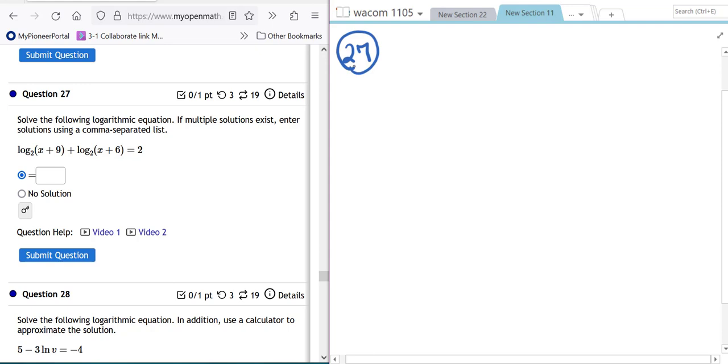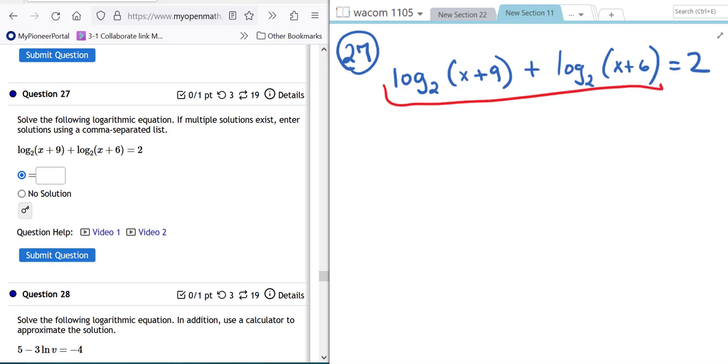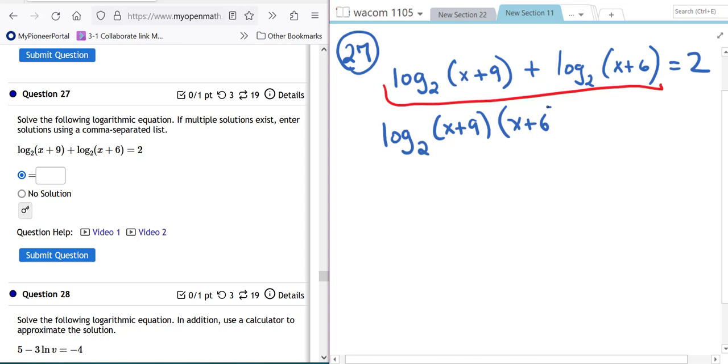All right, 27. We're going to need to condense first. It is a log equation. The logs are only on one side, so we want to put them together and make one log. Whoops. I don't know where I got that 9. Okay. This one is a sum of logs, and remember that is the log of a product. So that is the log base 2 of x plus 9 times x plus 6.